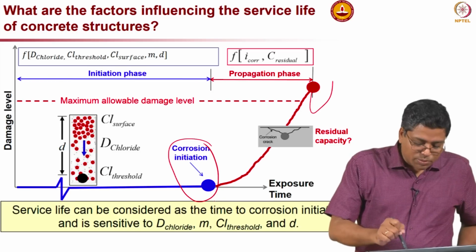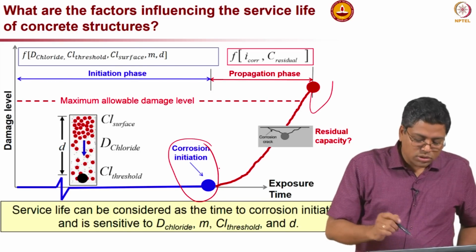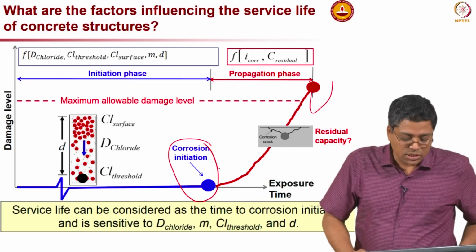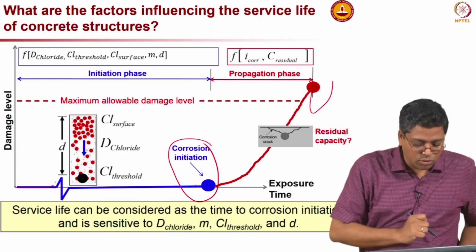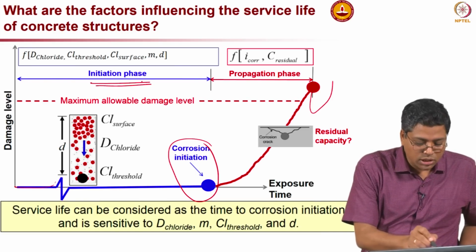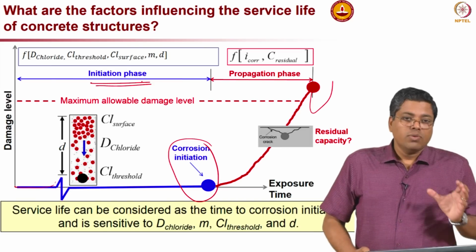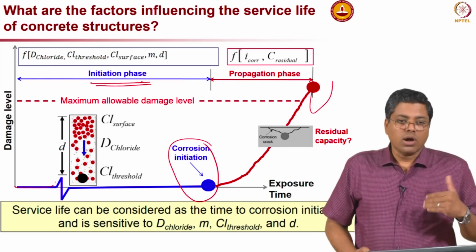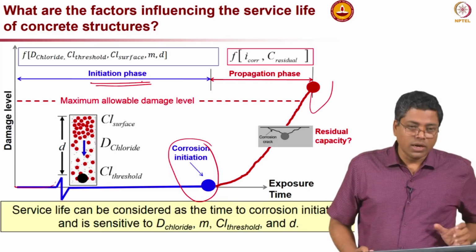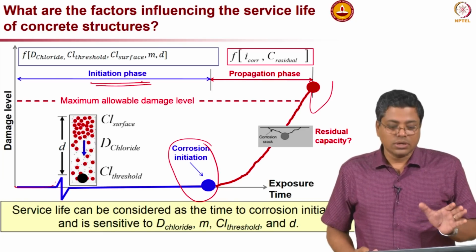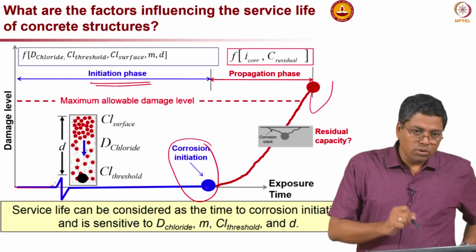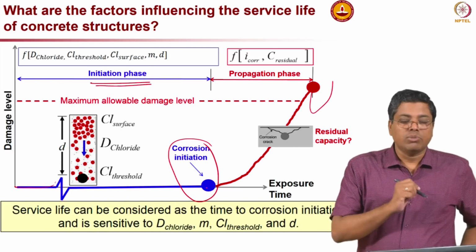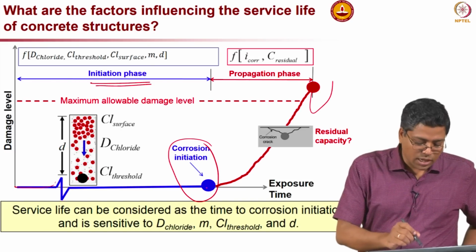In this presentation I am going to focus mostly on the corrosion initiation phase, which is the blue curve, the blue region you see here. Because when you talk about new structures, if you want to enhance the quality, the best thing to do is delay the onset of corrosion. Now, how do we do that? Use better quality concrete and better quality steel. So, that is the idea here.